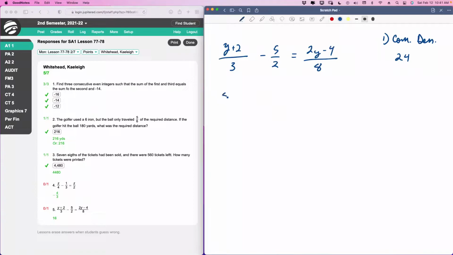We just do that. We say 8 times y plus 2 over 24 minus. We know that we need to multiply here by 12. 12 times 5 is 60. So 60 over 24. And here we know we need to multiply by 3. So we say 3 times 2y minus 4. Right now, we're just fleshing out what we have to do. You don't have to follow it all the way through because there's another step.